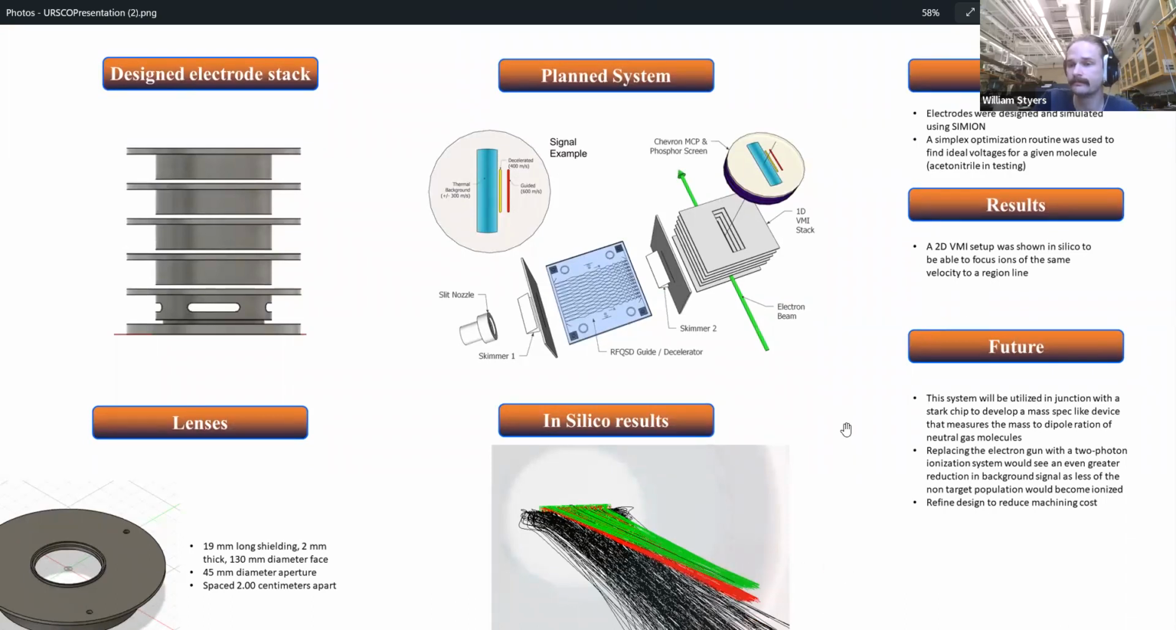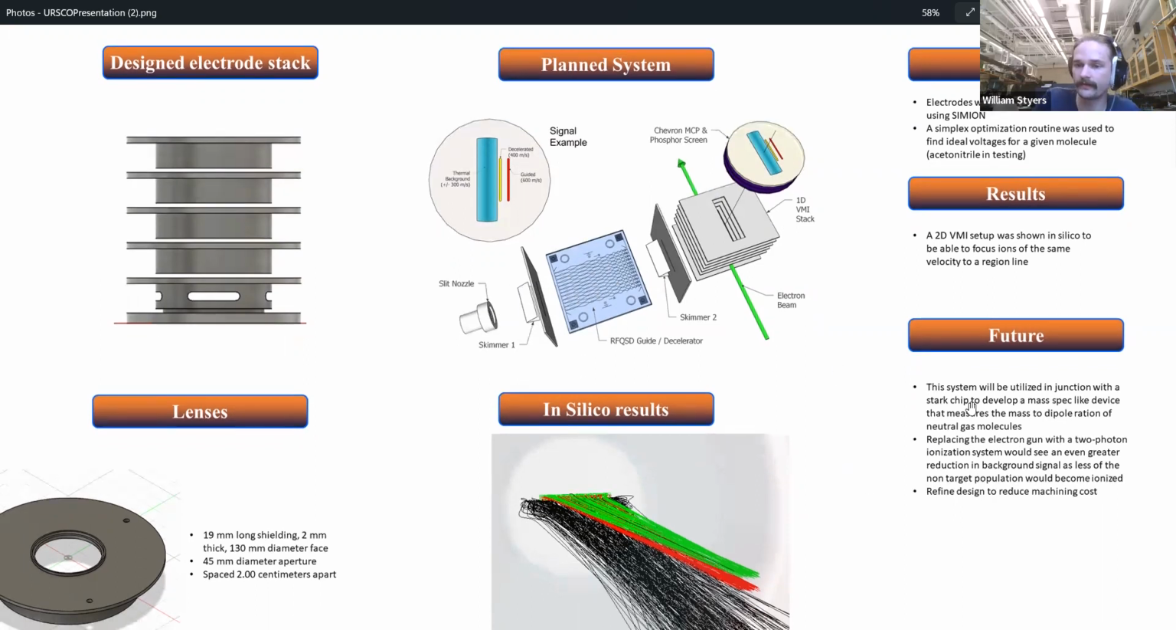And so the result is that we are able to see very good separation between populations just using this chip. We're just using this electrode stack, and we're predicting it will be very good at separating ions or molecules that went through the chip from molecules that did not. In the future, we're working on getting this stack machined and then beginning to test experimentally how well it works. And then once we have proof of concept confirmed, we'll begin using it to measure the mass to dipole ratio of many known species of molecules.